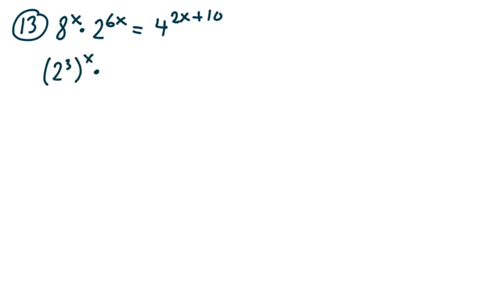So if I have 8 to the x times 2 to the 6x on the left side, and on the right side we have 4 to the 2x plus 10, okay? So 8 is 2 cubed. And then we get 2 to the 6x. And then remember 4 is 2 squared. So we get 2 squared to the 2x plus 10, like so.